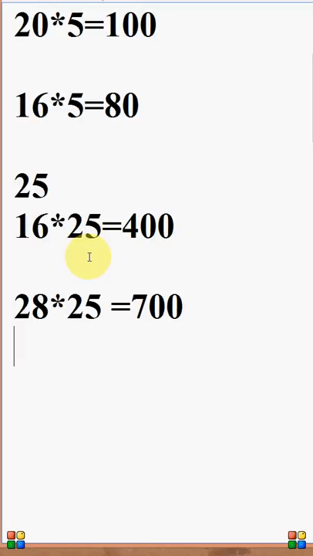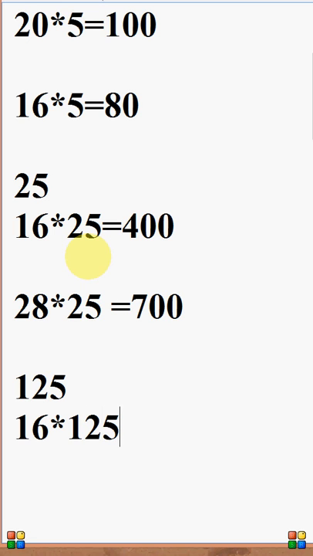Now let us move on and learn the trick of how to multiply any number with 125 in your mind. Suppose we take an example, 16 into 125. What we will do is divide 16 by 8 and add 3 zeros. Dividing 16 by 8, we will get 2, and add 3 zeros. 2000.